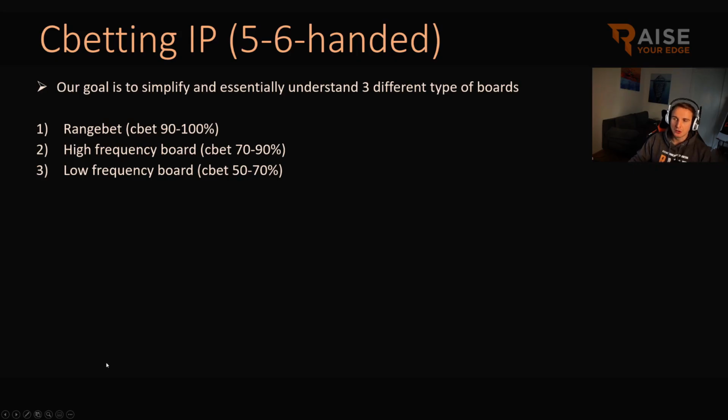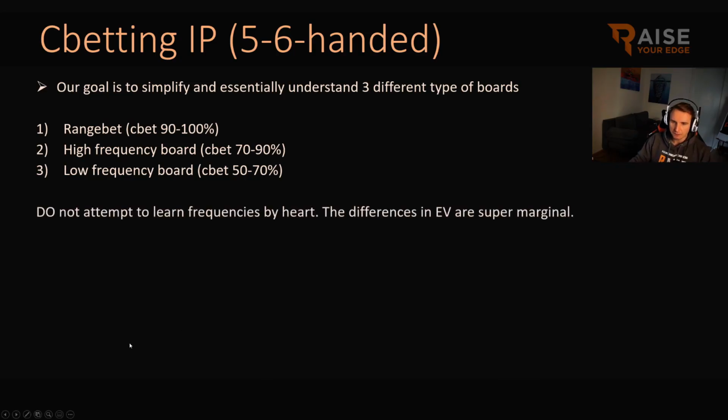If you're able to categorize each board that you see by determining whether it's a range bet board or a high frequency c-bet board or a low frequency c-bet board, you're going to be crushing the games. And this is totally sufficient. It's not your duty to try to learn frequencies by heart. Oh my God, this King 5-3 board, we need to c-bet 89% of the time.